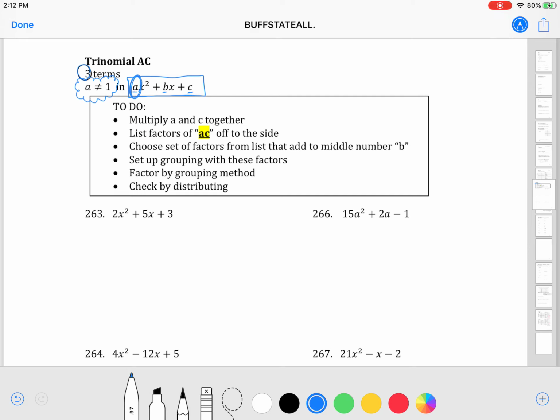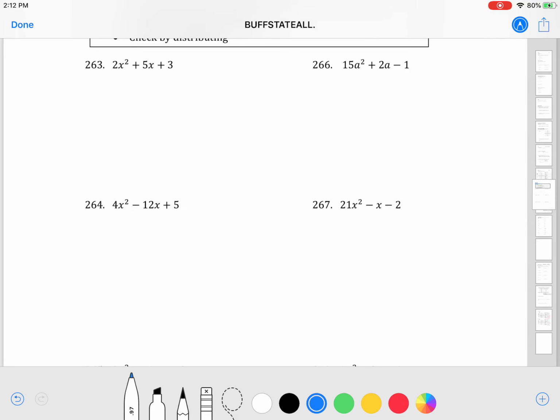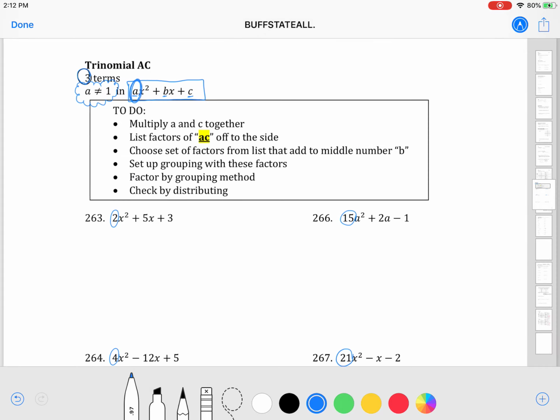If you look at all the examples on this page for trinomial AC, notice the number in front of x squared here is a 2. Here it's a 4. It's a 15. It's a 21. Whatever it may be, it's not 1. So when you're just told to factor, you go through and see if it has 3 terms. If it has 3 terms and you notice that A in front is not a 1, this is the method you are going to do.